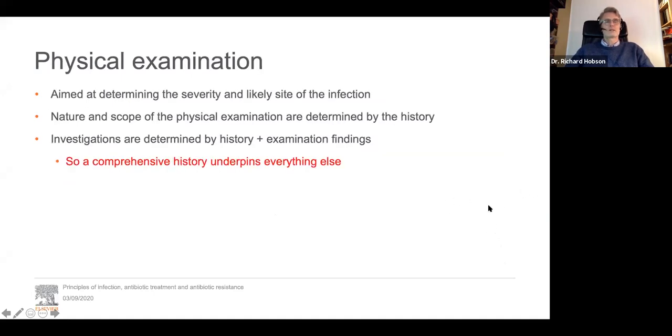I'm not going to go into any details about physical examination because, of course, the examination is determined by the type of infection you're dealing with, which is determined largely by the history. And then the investigations are determined by a combination of history and examination findings. So clearly a comprehensive history, including those 3 factors I mentioned, has to underpin everything else.